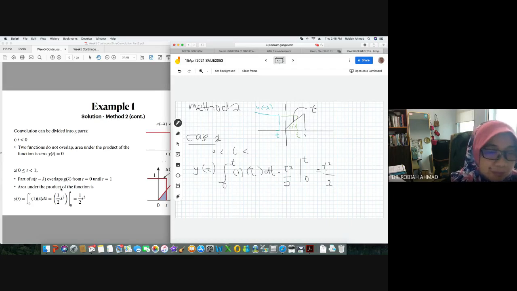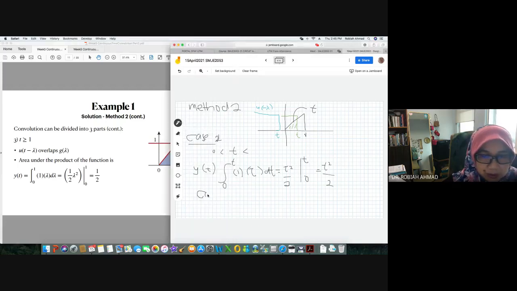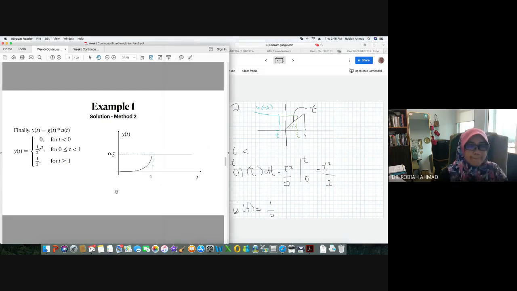Okay. Then for the third case, more than 1, this is what happens. So similarly, we also get half. Okay. Case 3, its y(t) is half. So when we plot, it is the same. Okay. Okay, class?